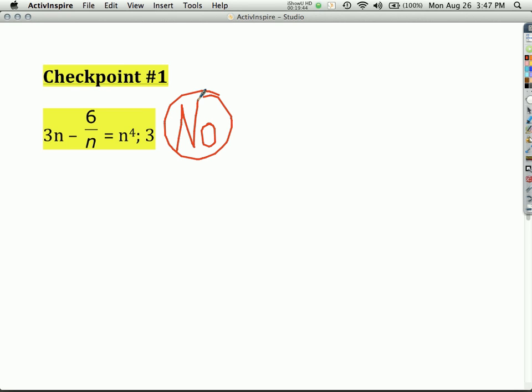So could someone tell us, after we work through all of the simplification, what do we end up with at the end? Brandon? 7 = 81. Yeah, you end up with 7 is equal to 81, which of course is not true. And that leads you to saying no.